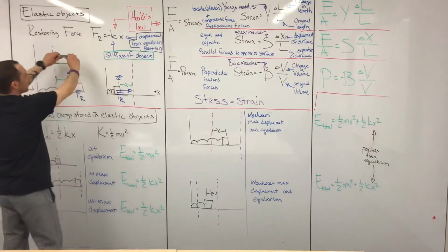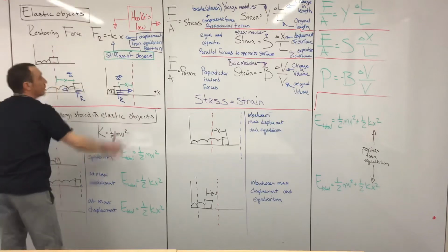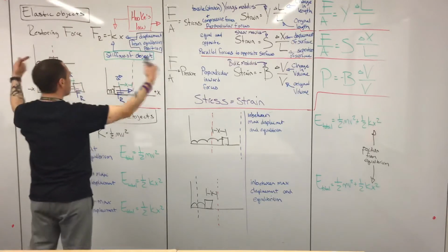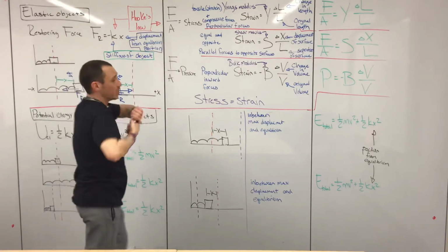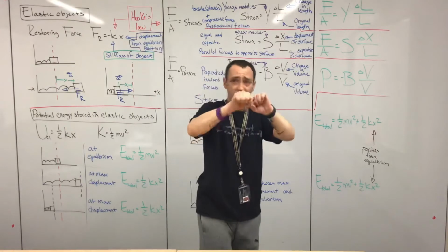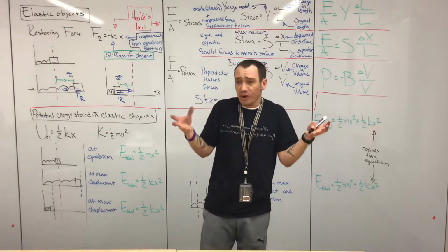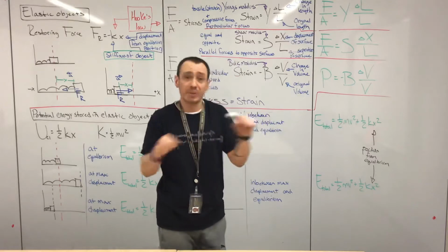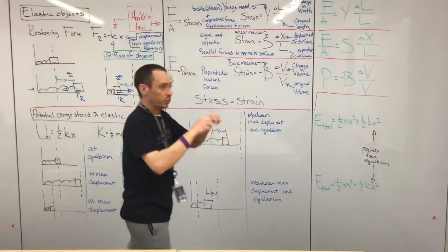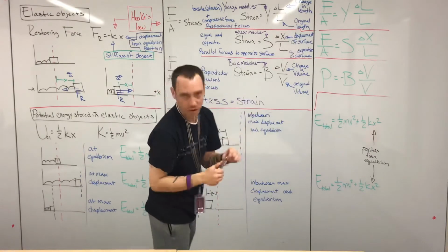So when you have elastic things, they all work this way, okay? There's going to be a restoring force. They're going to just want to return to their original shape. But if I were to stretch something so far that it can't return to its original shape, I've deformed it, right? Or if you break something, you've deformed it, right?